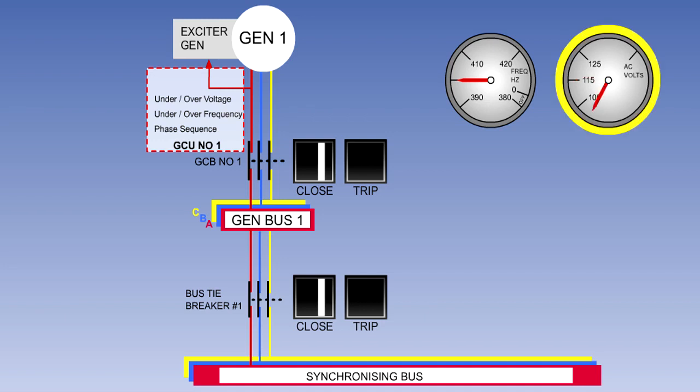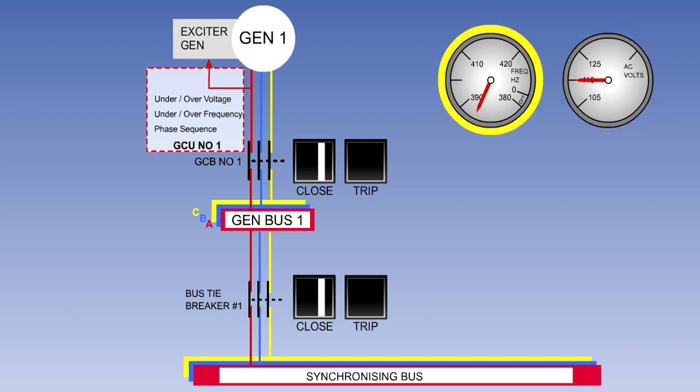In the event that the generator has an under voltage fault, or an under or over frequency fault, the GCU will open the GCB, disconnecting the generator from the bus bar.